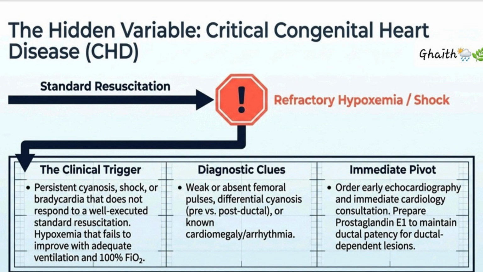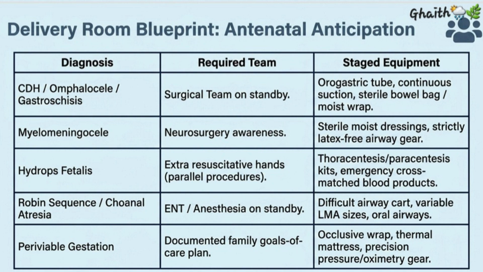Let's bring this back to the theme from the start of the lecture: anticipation. For each of these diagnoses, when they're known antenatally, there's a specific team and equipment checklist. CDH, omphalocele, and gastroschisis need a surgical team on standby, with an orogastric tube, continuous suction, and a sterile bowel bag or moist wrap staged.